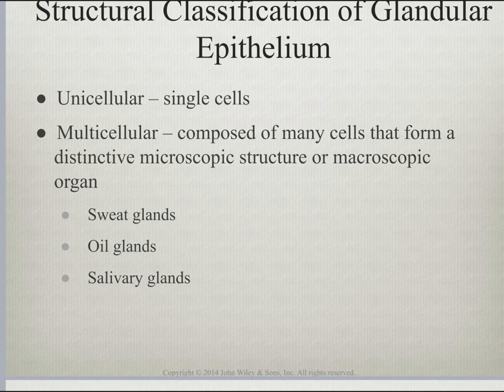We can now look at the structural classification of glandular epithelium. They can be, as we said before, single cell, or unicellular. They can be comprised of many cells, called multicellular, and the ones that are composed of many cells form a distinctive microscopic structure or macroscopic organ. For example, we have our eccrine sweat glands, we have our sebaceous oil glands, and then we have our salivary glands, like our parotid gland, that's going to secrete digestive enzymes. We'll elaborate more in a little bit.